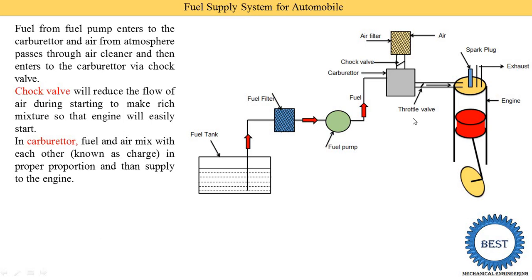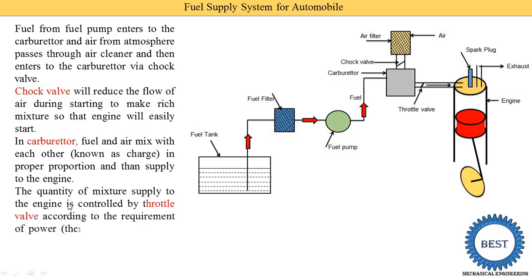So when we press the accelerator, at that time the throttle valve opens and more air-fuel mixture, meaning more charge, is supplied to the engine. Similarly, in a bike, we rotate the accelerator, the throttle valve opens, and a greater amount of fuel and air is supplied to the engine. The quantity of mixture supplied to the engine is controlled by the throttle valve according to the requirement of power. Therefore, SI engines are known as quantity governing engines.